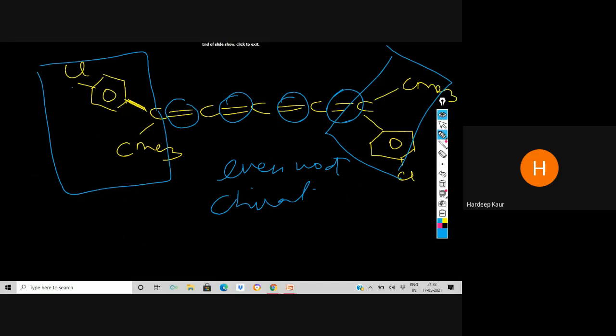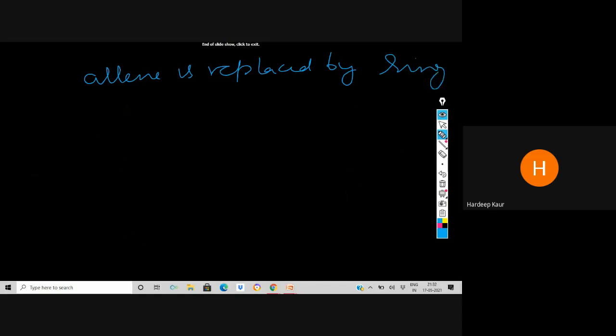Okay. So now let us discuss another category. If one of the double bonds of allene is replaced by some ring, then also rotation is hindered. So the basic geometry of the molecule will not change and it must exhibit the enantiomerism.